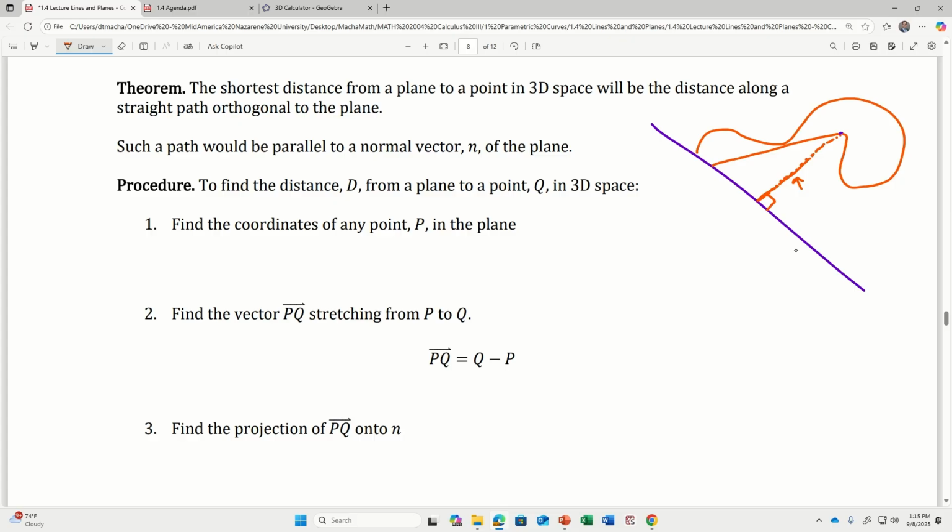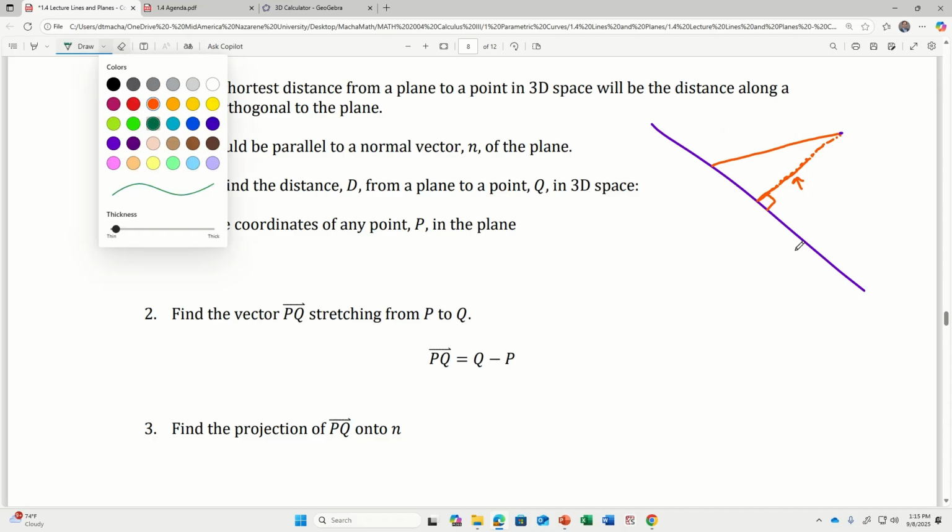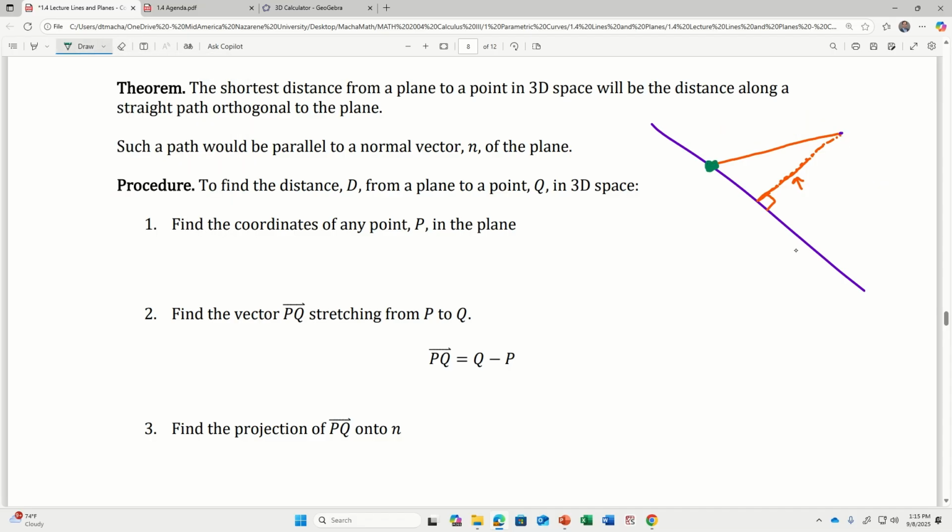Okay, so if we want to find this distance, find the coordinates of any point P in the plane. And so maybe this point over here is point P. It could be any point you want. But then we're going to find a vector that goes from P to Q. And so there's our formula for our PQ vector.